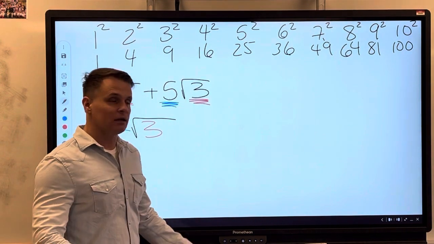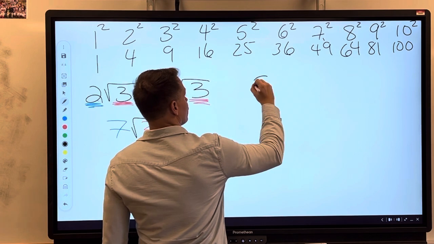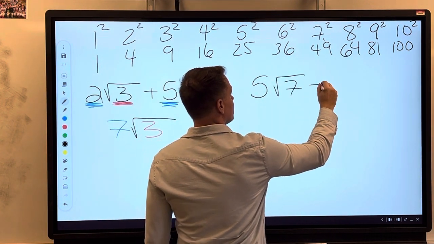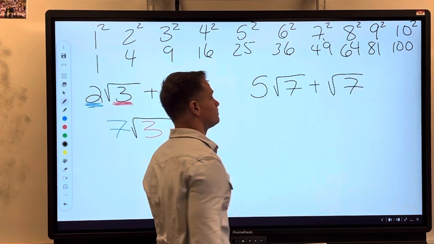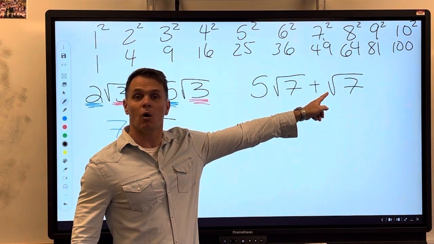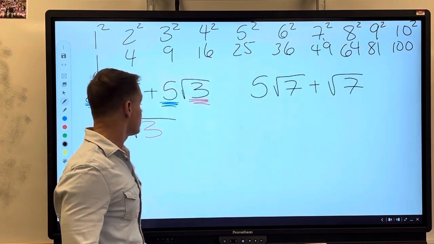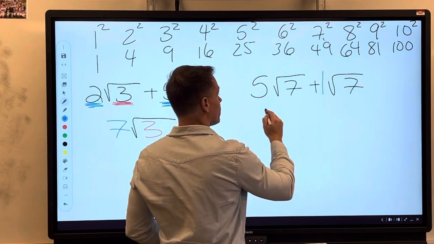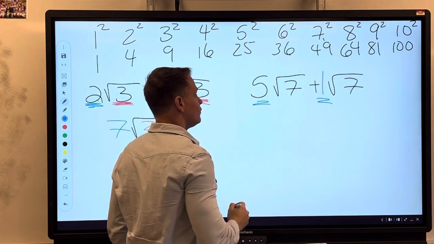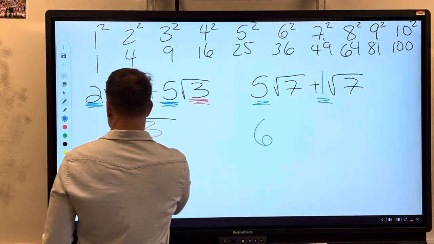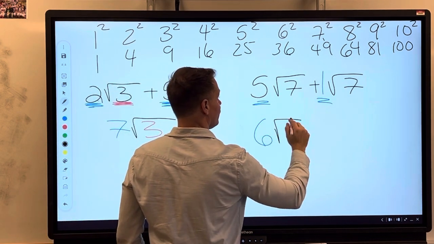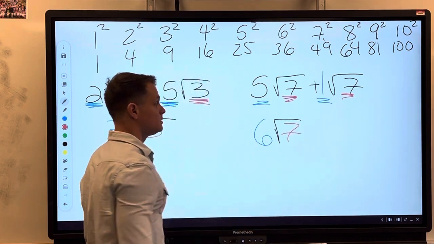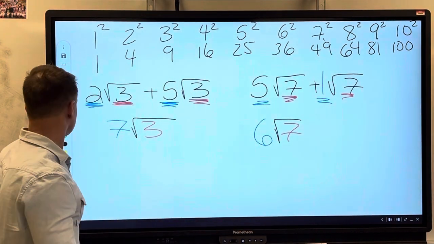If I have something like 5 times the square root of 7 plus the square root of 7. Here there's no coefficient. Now we're not going to put a 0 there. We are going to put the number 1 there. And we're going to add the 5 and the 1. 5 plus 1 is 6 times the square root of, we're going to leave the square root of 7 the same, 6 times the square root of 7.